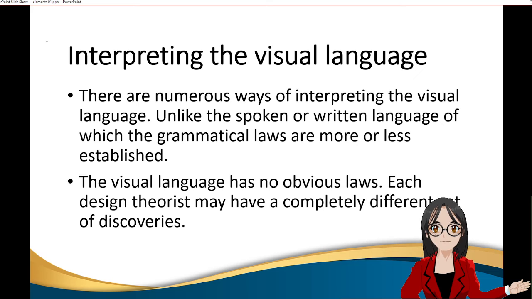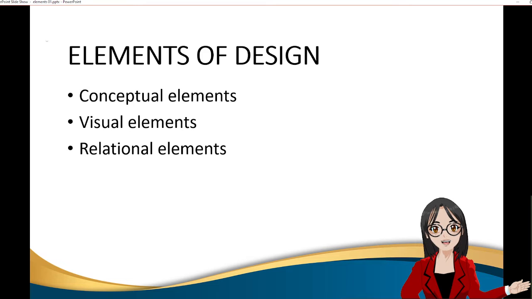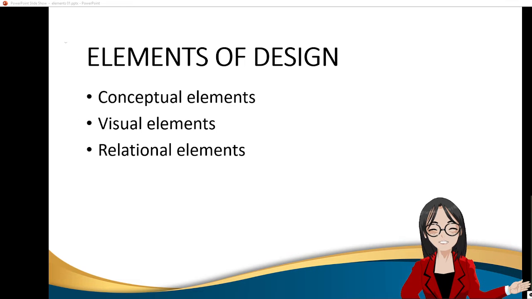Okay. So next, let's discuss the elements of design. Actually, if we look closely, there are four of them. But in this part, in our subject, there are only three.